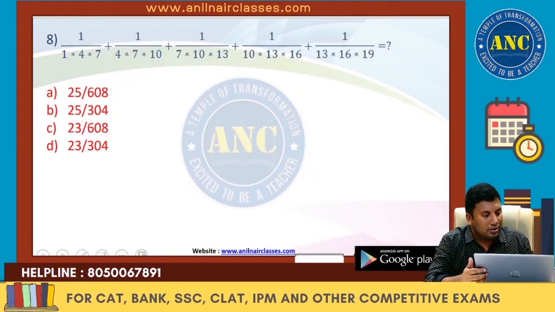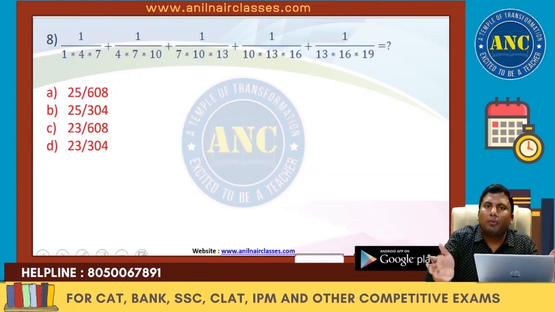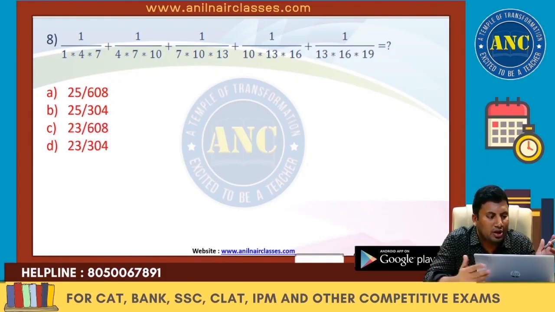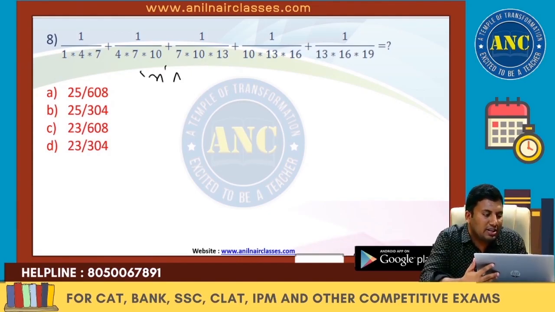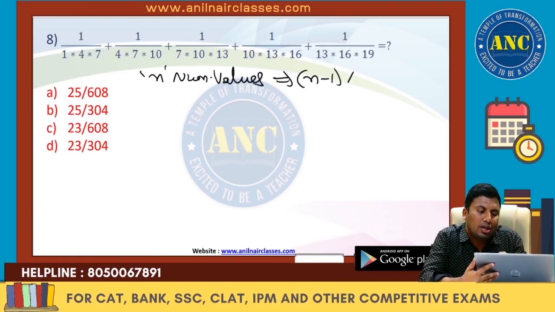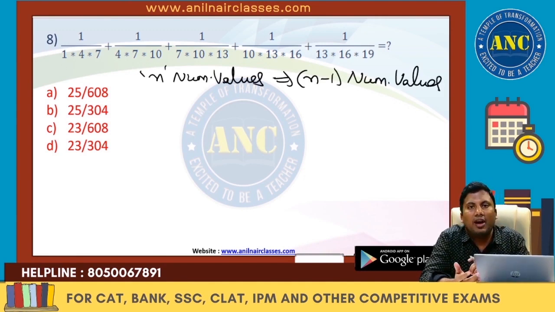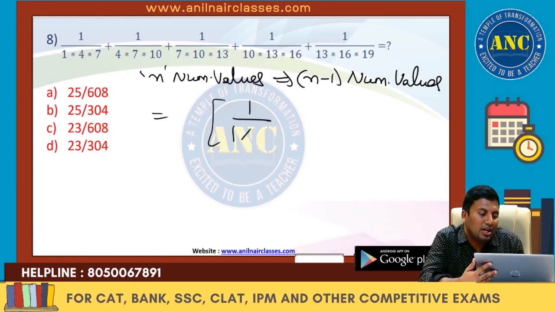Next question. See here. 1 by 1 into 4 into 7, 1 by 4 into 7 into 10 and so on. What is the concept that we discussed? N numerical values should be condensed to n minus 1 numerical values. 3 numerical values are there. Write the first 2 numerical values and write the last 2 numerical values.